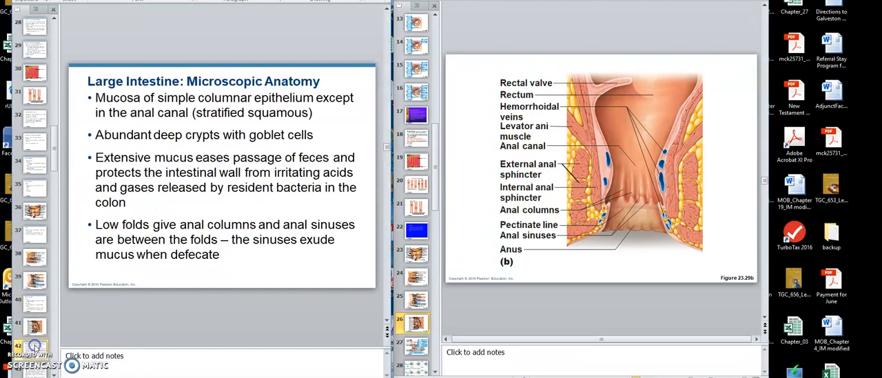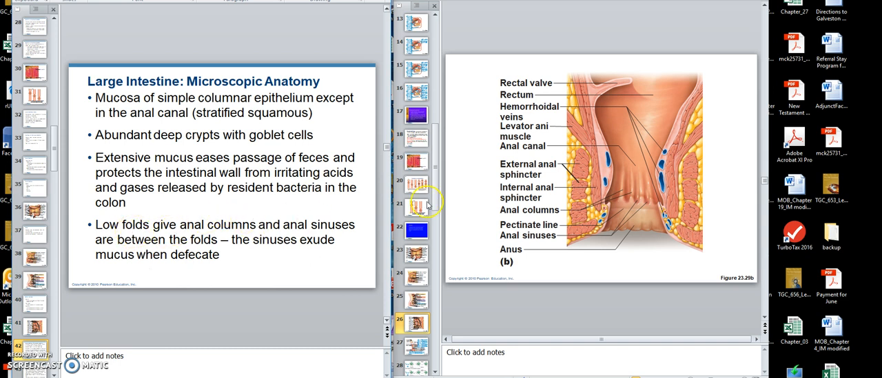Okay. So we go here, mucosa of the large intestine. The mucosa is simple columnar epithelium. In the anal canal it is stratified squamous, because that's opening to the outside. Abundant deep crypts and goblet cells. Extensive mucus eases passage of feces and protects the intestinal wall from irritating gases and acids.